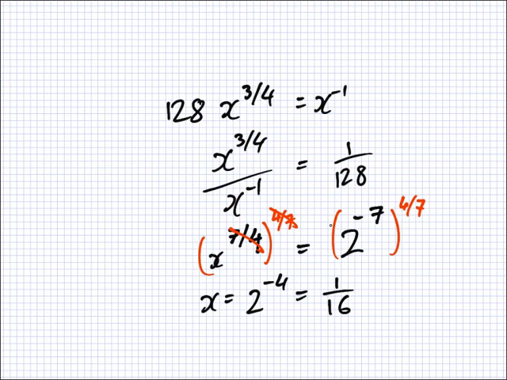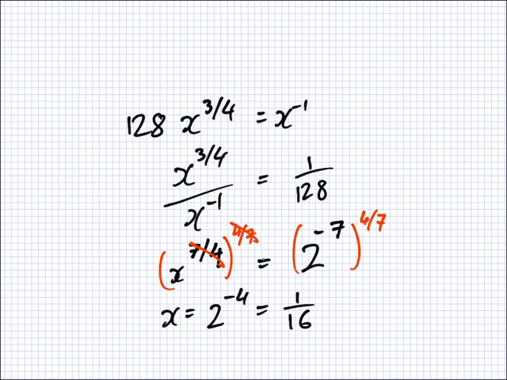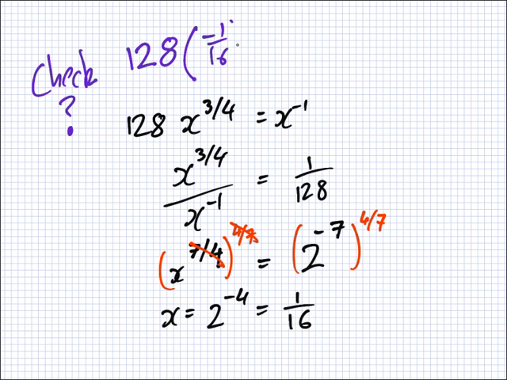But it's always safe to double check that there isn't a minus answer when you're dealing with powers. So if we just want a quick check, could minus have been an answer? Well, we can type in 128 minus 1 over 16 power 3/4.